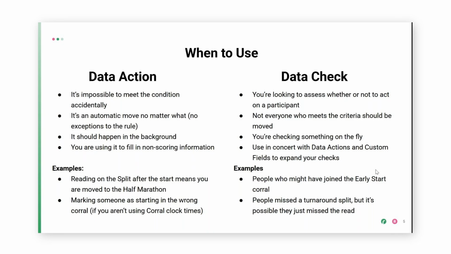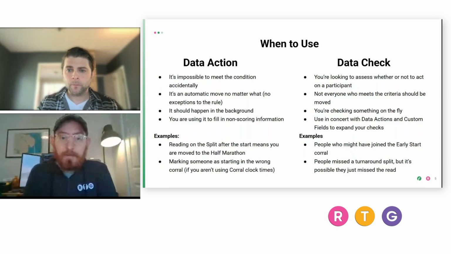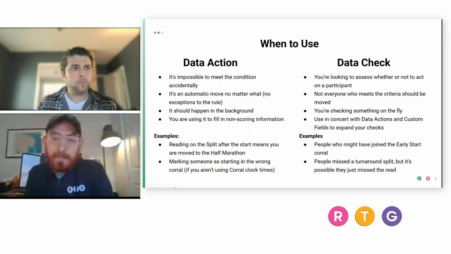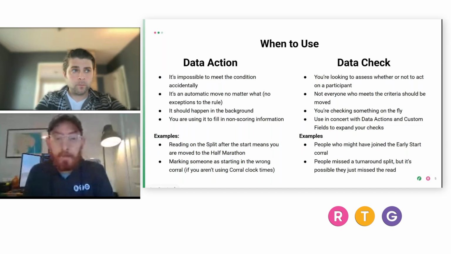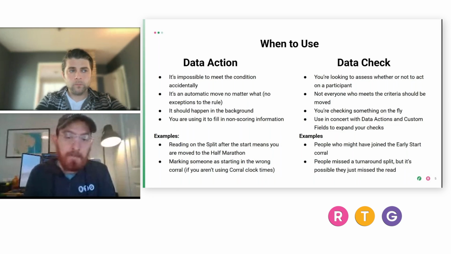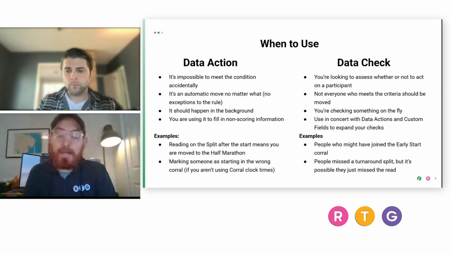So now let's talk about data checks, when you want to use those. You're looking to assess whether or not to act on a participant. Not everyone who meets the criteria should be moved. You're checking something on the fly. Maybe you don't want to change data, but you just want to look into some data or some people who meet some condition. Or you're using it in concert with a data action and custom fields to expand your checks.